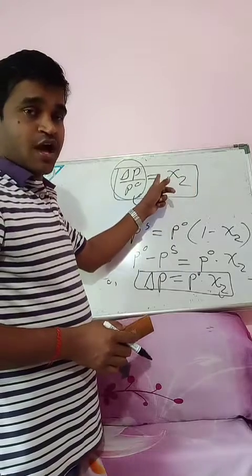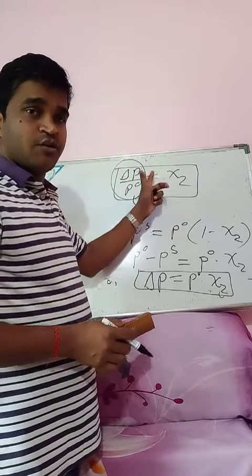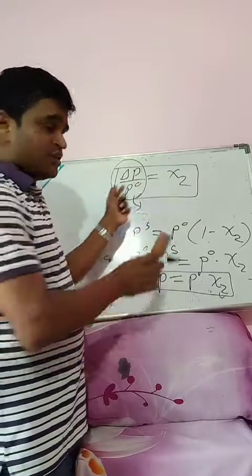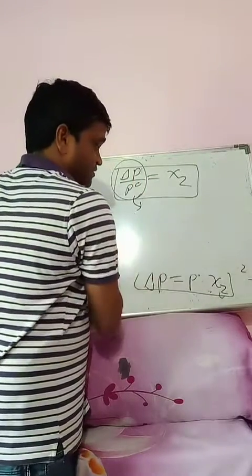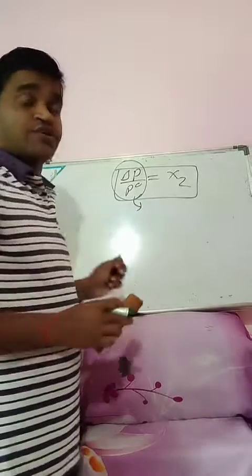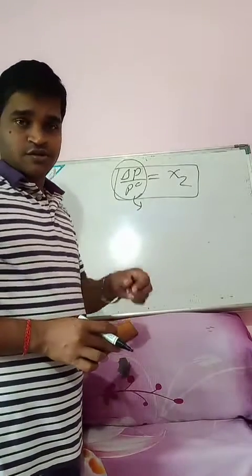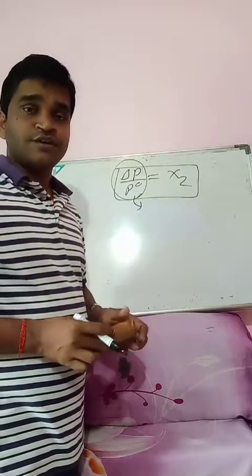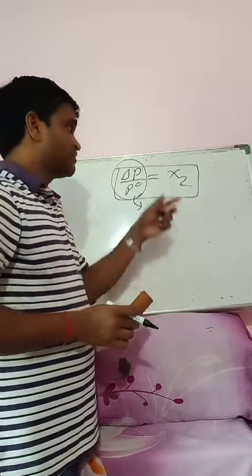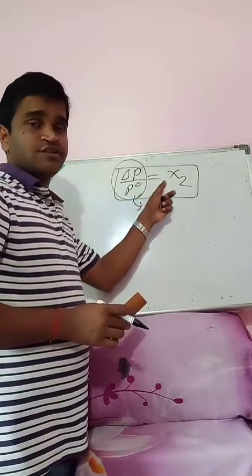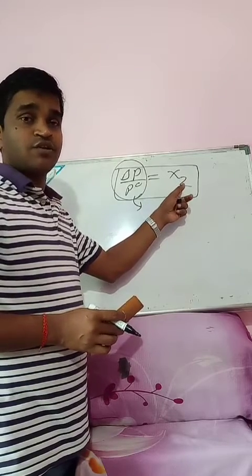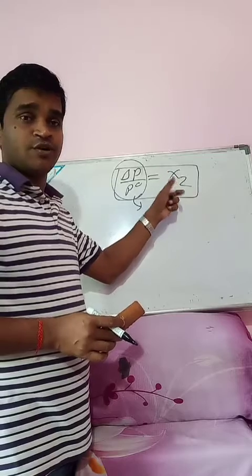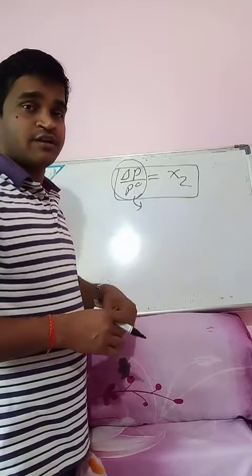So this is also another form of Raoult's law for non-volatile solute. What it states? It states that the relative lowering in vapor pressure of a solution containing non-volatile solute, that is the term delta P by P naught, is equal to the mole fraction of a solute, that is xi2. This is also another form of Raoult's law for non-volatile solute.